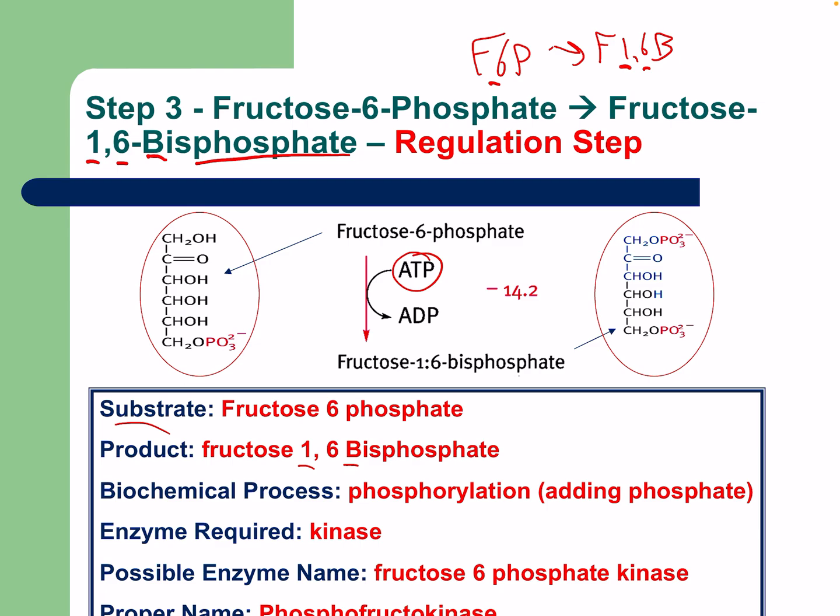This is a phosphorylation reaction. We are adding a phosphate. Again, this is done through kinases, and the proper name is phosphofructokinase, or PFK. This is a really important step in a lot of metabolism, where certain levels of PFK can have downstream effects and change the way our metabolism works. But that's a little more advanced, and you will probably see that in more advanced biochemistry courses or nutrition.